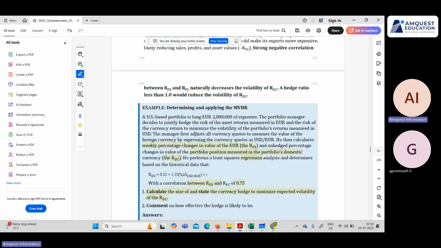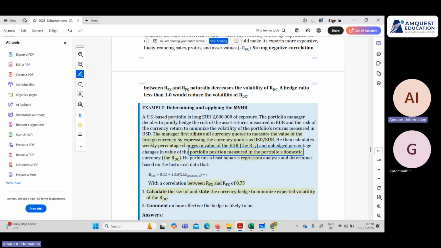Then it says the manager first adjusts all the currency codes to measure the value of the foreign currency by expressing the currency codes in USD by euro, which I totally understand. Again, this is not very relevant for me right now. So I would say, okay. And then he calculates the weekly percentage changes in the value of the euro. So basically it's trying to calculate my returns.